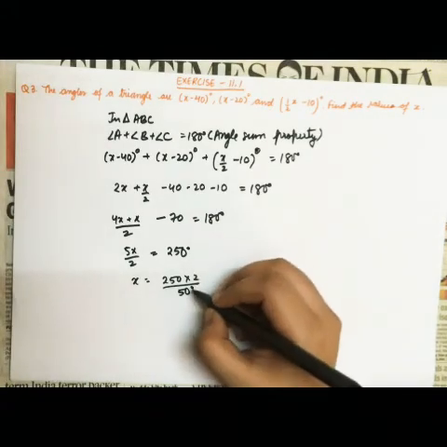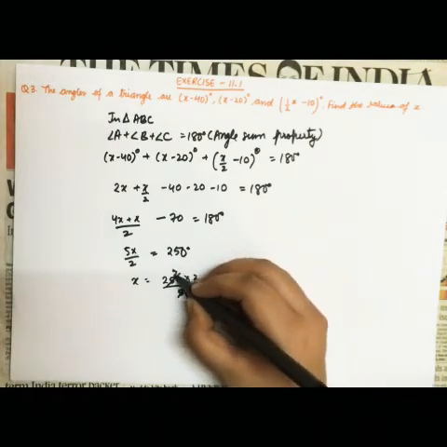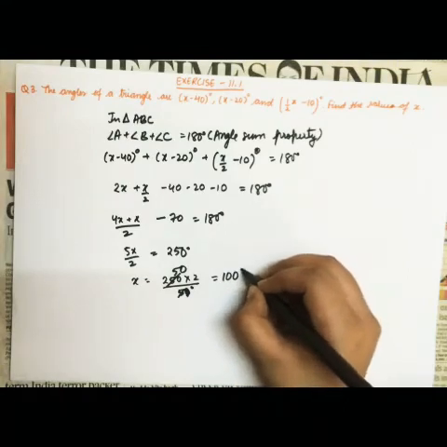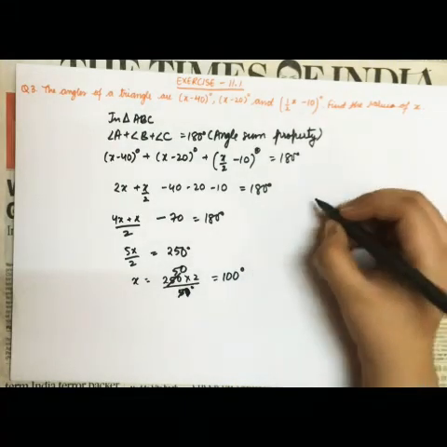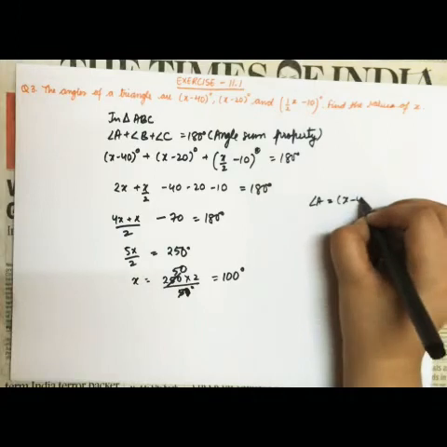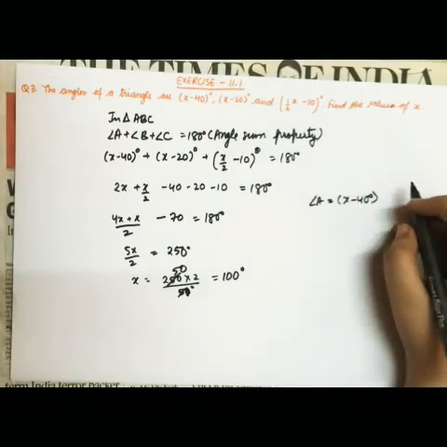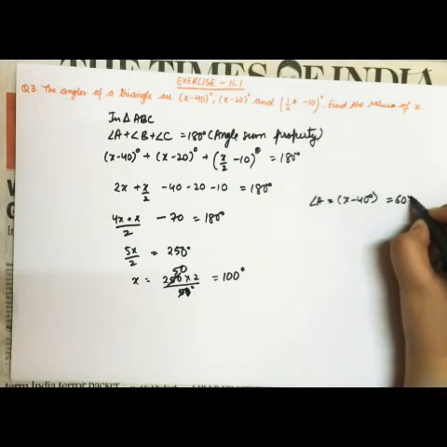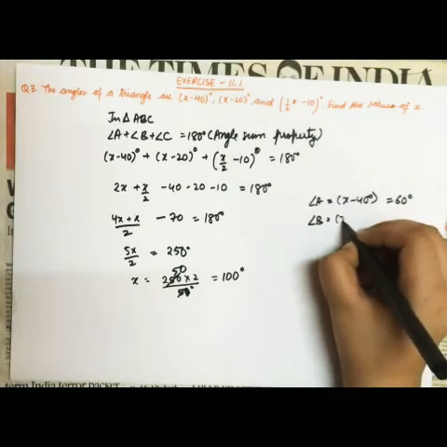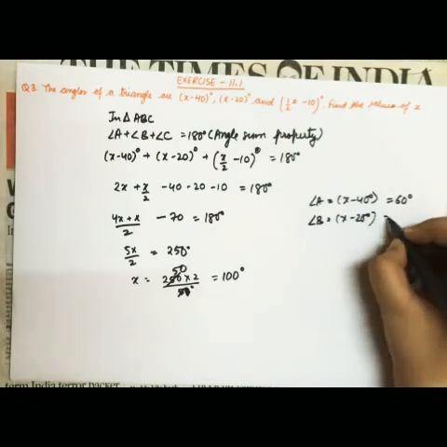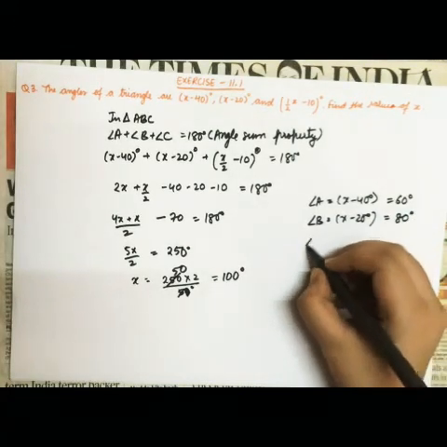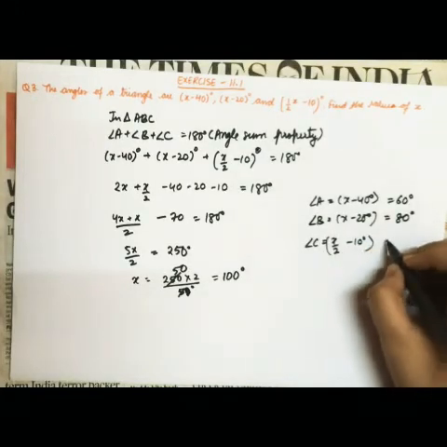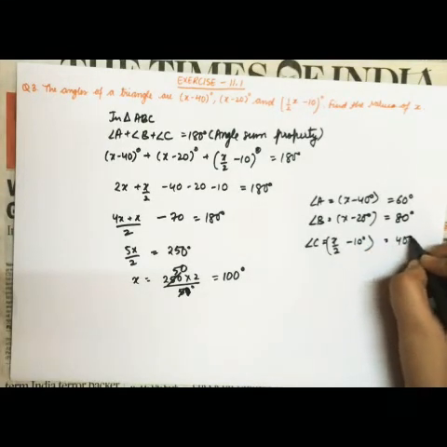Now 5 becomes 50, and x will equal 100 degrees. Now angle A is equal to x minus 40 degrees, which means angle A is equal to 100 minus 40 degrees, which is 60 degrees. Angle B is equal to x minus 20 degrees, which is equal to 100 minus 20, which is 80 degrees. And angle C is equal to x by 2 minus 10 degrees, which will be equal to 50 degrees minus 10 degrees, 40 degrees.